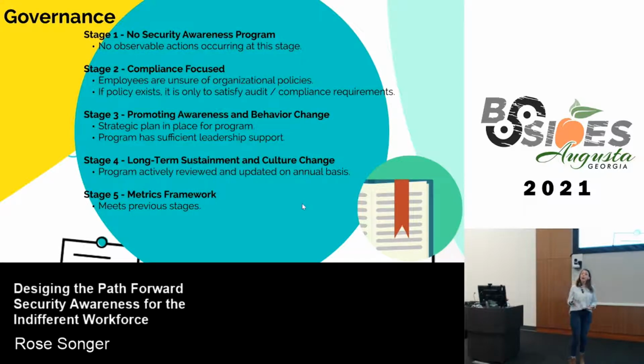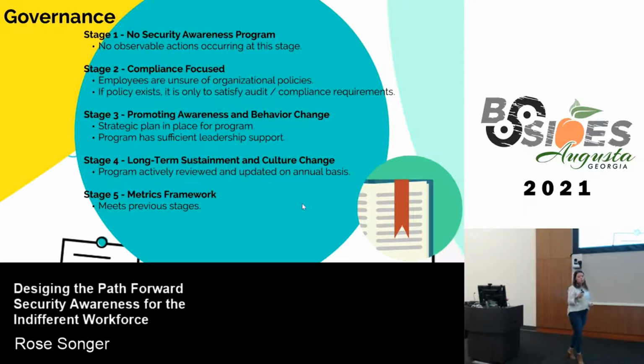This is where you see the actual improvements start to happen. You have a plan. You know what your program's trying to do, and you have leadership support. So big item there, leadership support. Your program is only going to be as successful as your leaders are bought into it. So that top-down approach is key here.